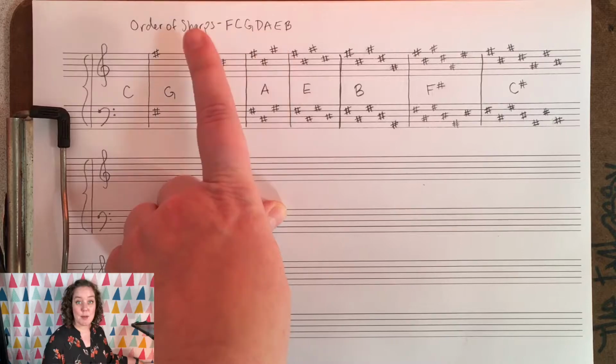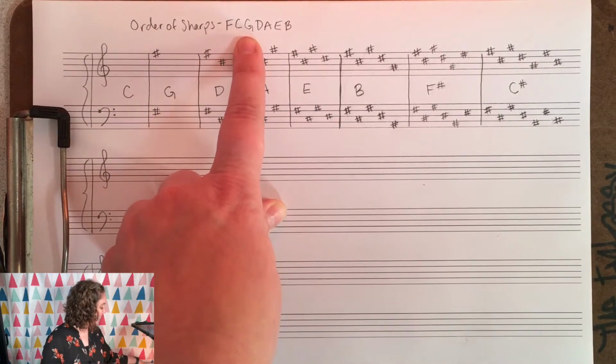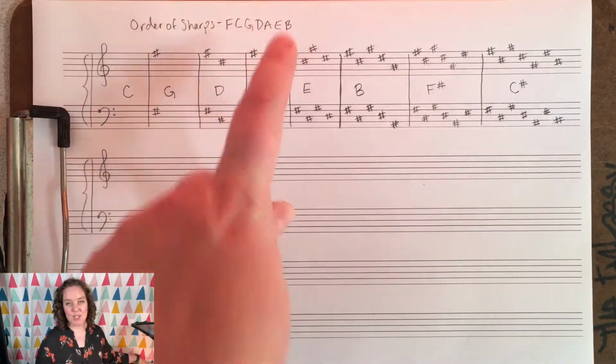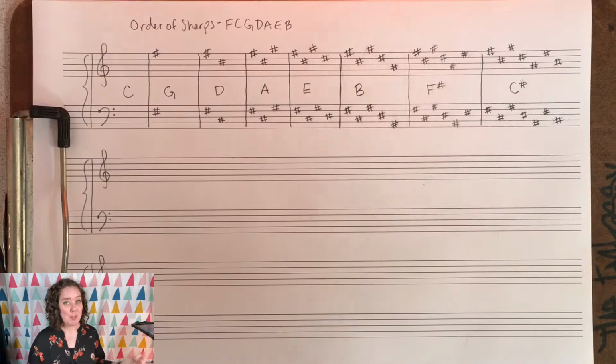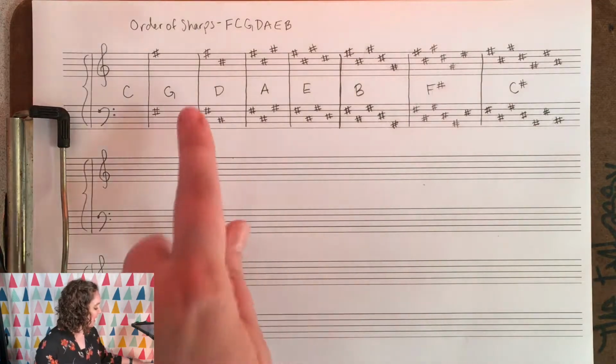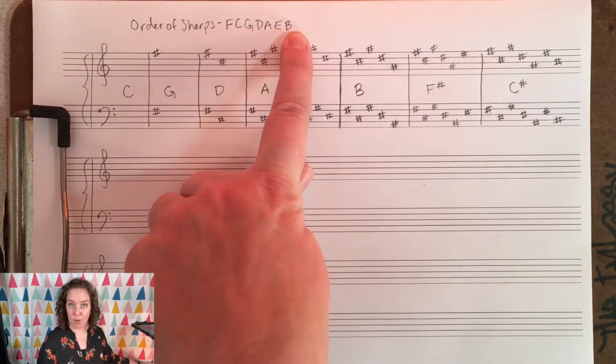And there's a mnemonic device for it where you can say fat cats go down alleys eating birds. I have kids who sometimes change that up and make up their own thing. I'm all for making up your own acronym that helps you to remember it better. That's just the one that I was taught. So again, that's fat cats go down alleys eating birds.